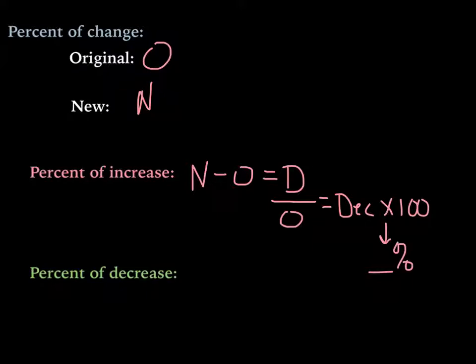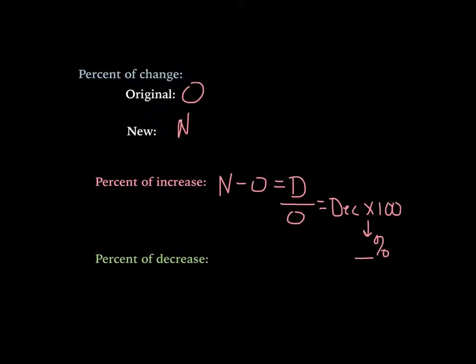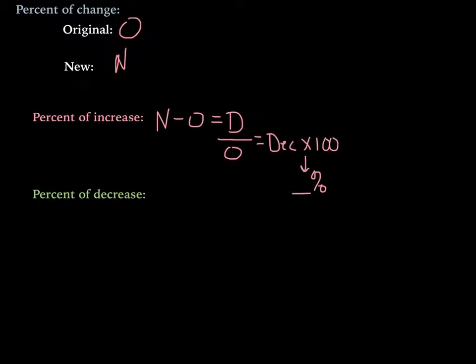And because the new is bigger than the old, or the original, that is an increase of percentage. Now, when we look at percent of decrease, it looks kind of the same in what we're doing, but it changes a little bit at the beginning, because you always want to subtract with a positive number at the end. So decrease means that our original is going to be bigger than our new. So our original number is going to be first.